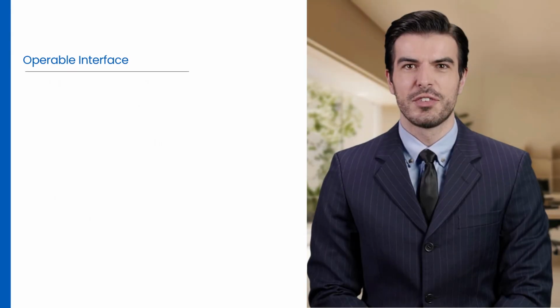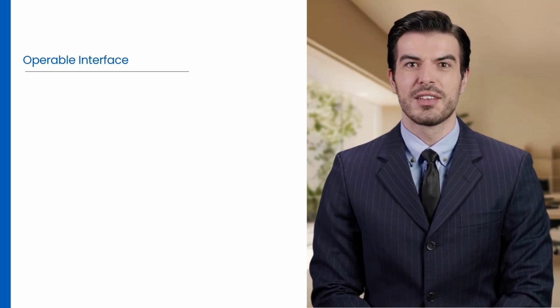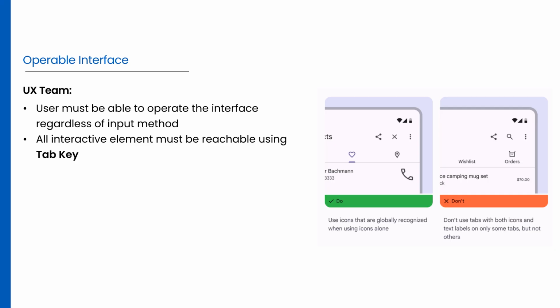An operable interface must ensure that all users can interact with the system regardless of how they input actions. The UX team must design interfaces that can be operated using different input methods such as mouse, keyboard, or touch. All interactive elements must be reachable using the tab key. For example, a user should be able to navigate through a form entirely using the keyboard.